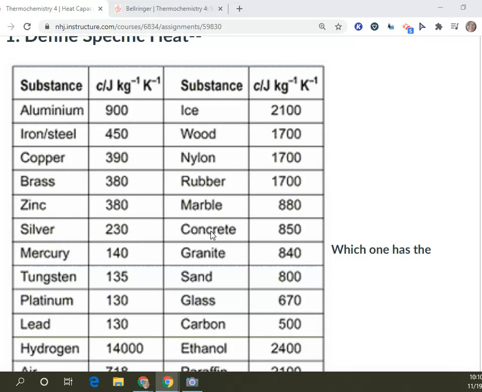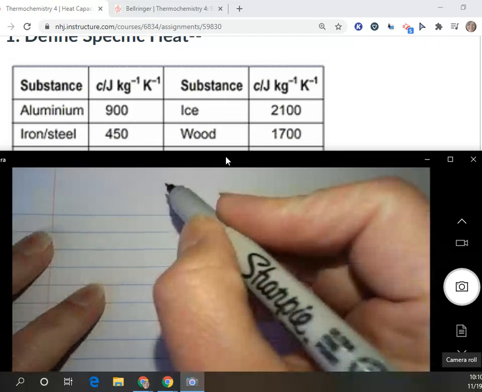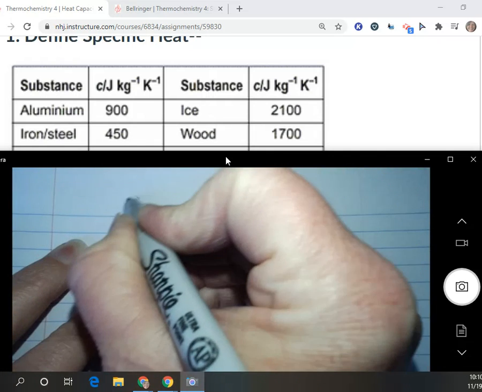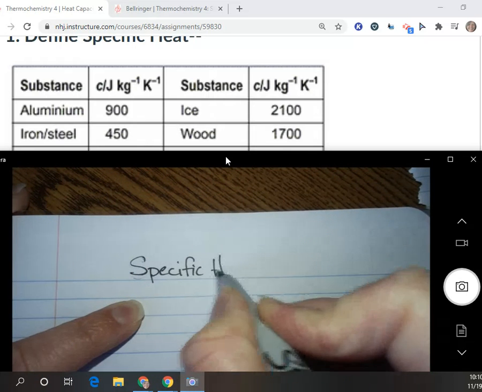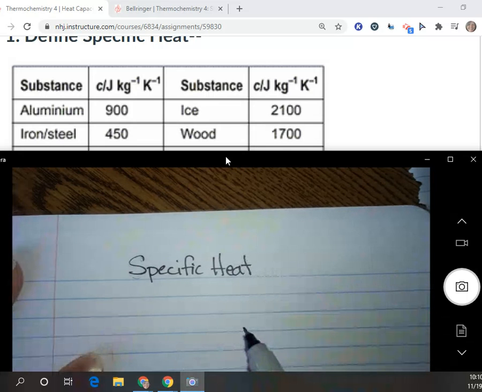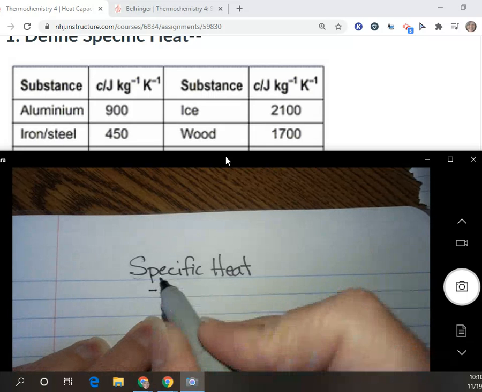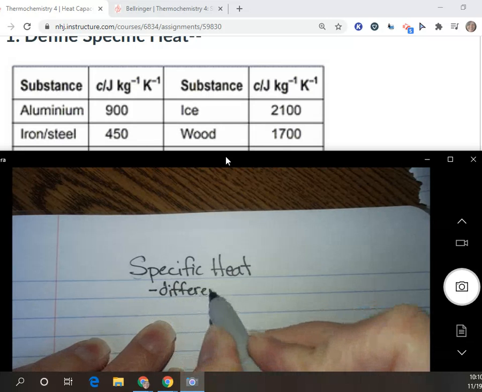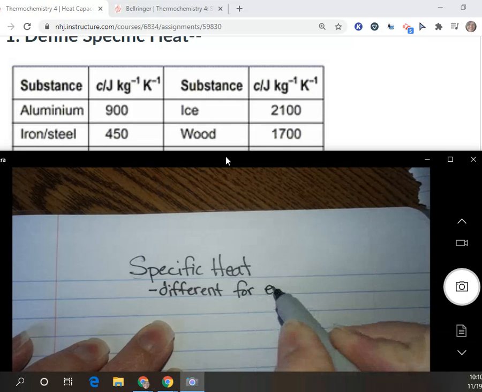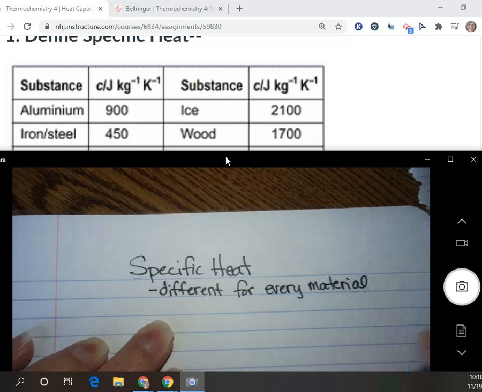Okay, so let's go ahead and write that in our notes. Let's start a note page on specific heat. I'm going to title my notes Specific Heat. And the first thing that we observed is that every material has its own specific heat. I don't want to use that word again in the definition, but it is different for every material.